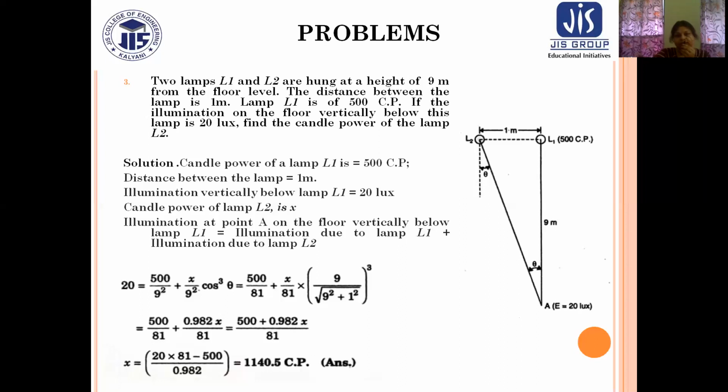Okay, and we have to find out the candle power of the lamp L2, which is considered as X. So illumination at point A on the floor vertically below lamp L1 is equal to the illumination due to lamp L1 as well as the illumination due to lamp L2. So illumination at point A on the floor vertically below lamp 1 is equal to the summation of illumination due to lamp L1 and illumination due to lamp L2, right?